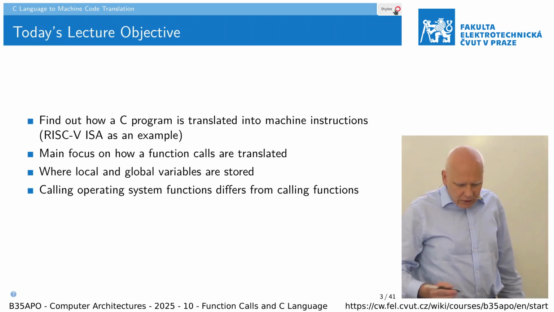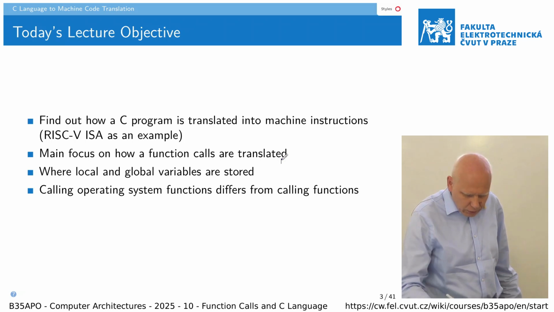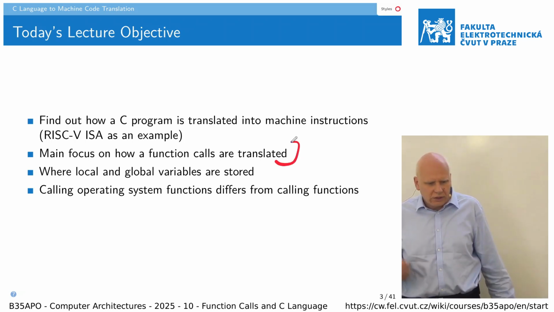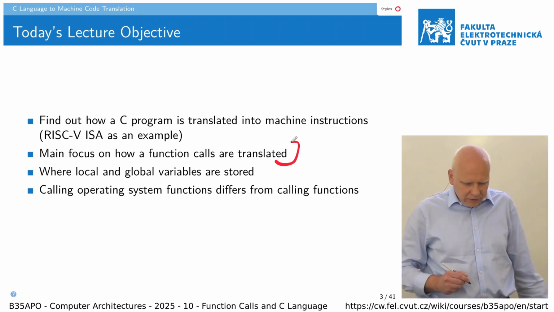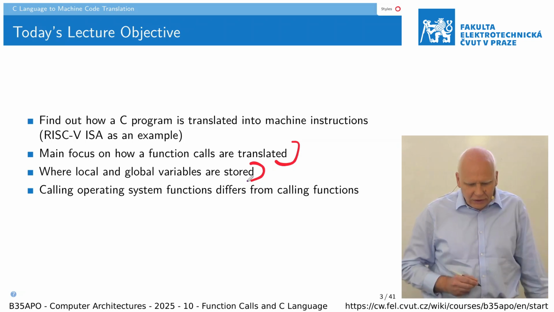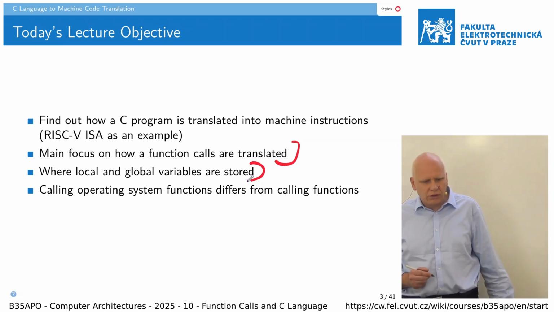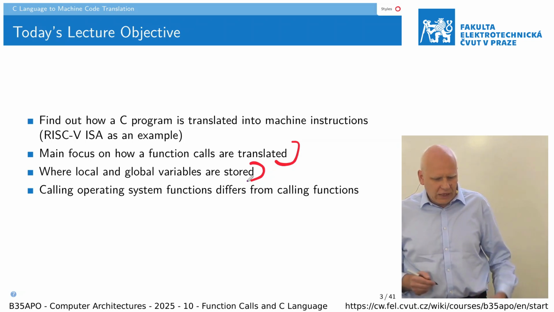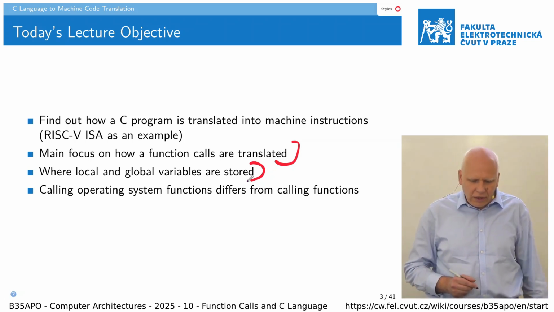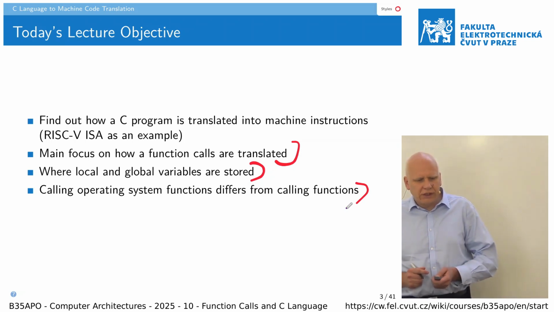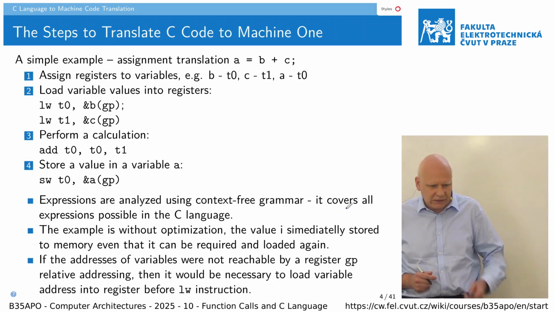Then we look at how the C code is translated into assembly language or machine code, where local and global variables are stored in the memory and how they are accessed by a processor. And the final part is about calling of the services of the operating system.